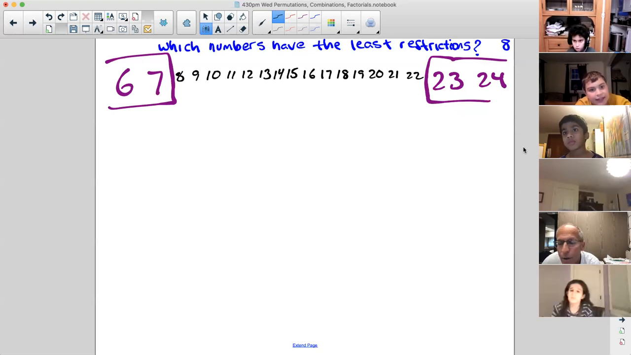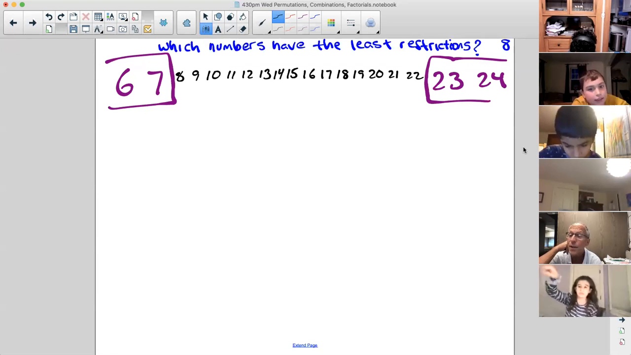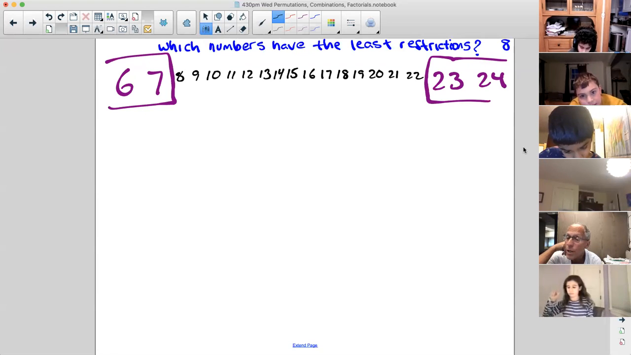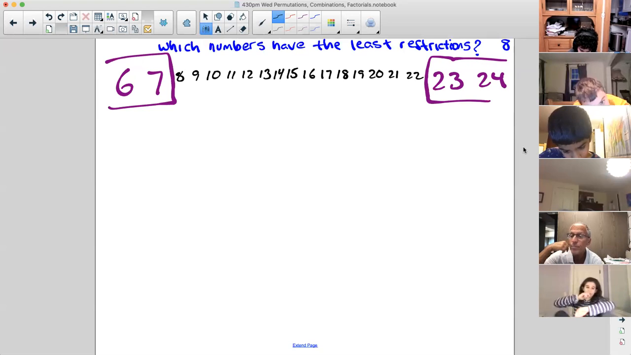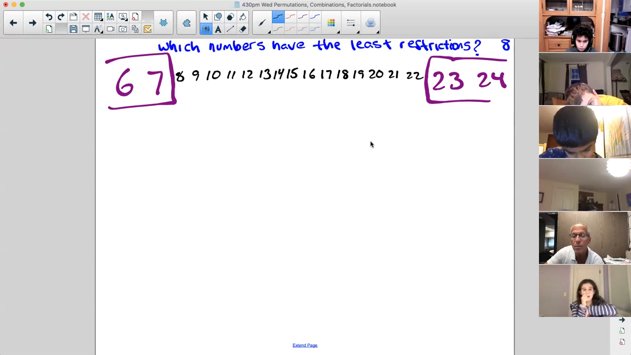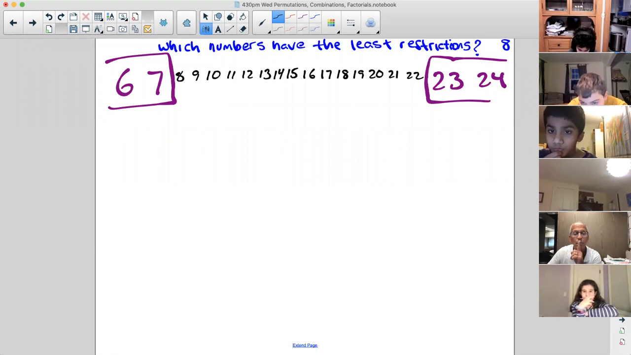Don't say it out loud. Write it down, circle it. And by the way, there may be more than one number. Can I say my guess? Not yet, Bayram. I want everybody thinking about it independently.